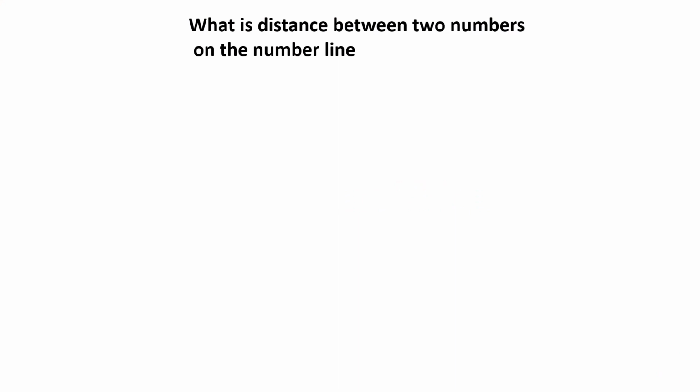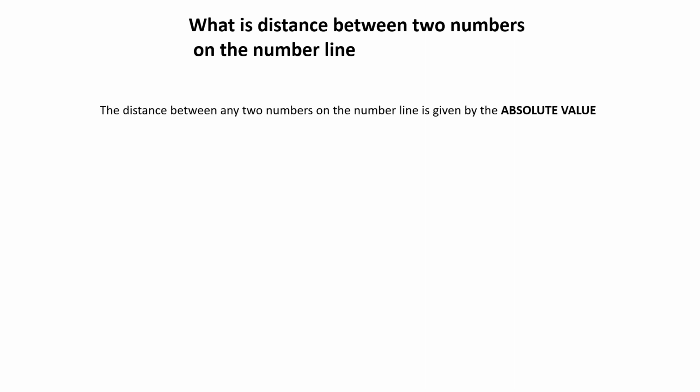Alright, now let's figure out how to represent the distance between two numbers on the number line. The distance between any two numbers on the number line is given by absolute value. Distance of x from the origin on the number line is given by absolute value of x. Let's try to understand this with an example here.